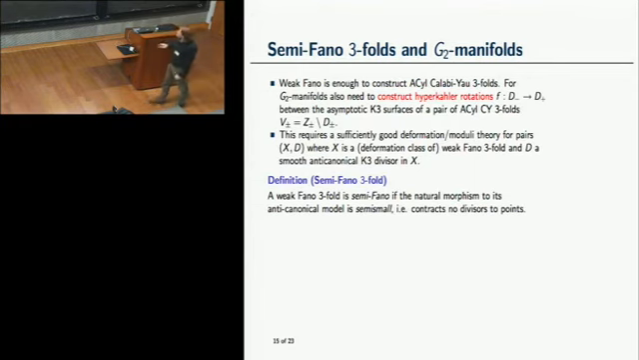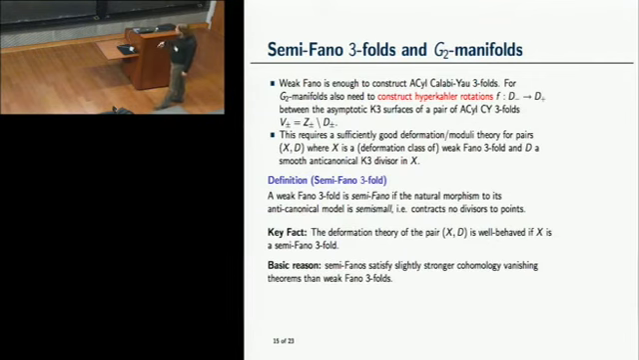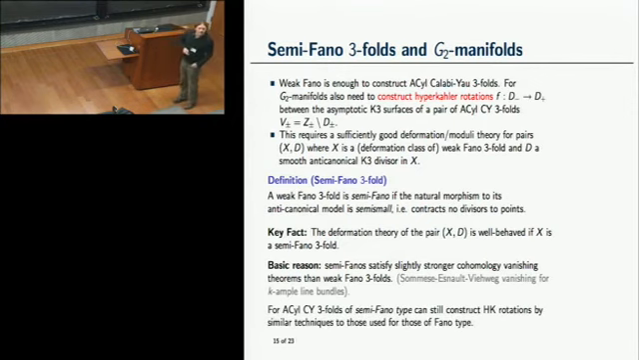And the reason why this is important is that the deformation theory of the pair is well behaved when this thing is semi-Fano. And the basic reason is that there are slightly stronger cohomology vanishing theorems that are true in this semi-Fano case than in the weak Fano case. What do you mean by well behaved? Well, I could explain afterwards, but it is well behaved enough that the same techniques that allow you to work in the Fano world still work.